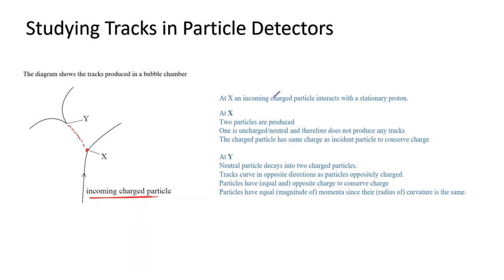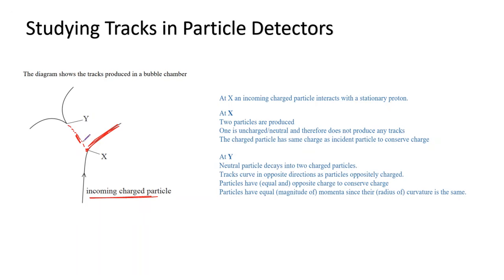So at x, an incoming charged particle interacts with a stationary proton. Okay. Two particles are produced. One is this one, the other one is this one. One is uncharged and therefore does not produce the track. I'm talking about this one. The charged particle has the same charge as the incident particle to conserve charge. We'll be discussing conservation laws shortly. So in any interaction, charge must be conserved. So this doesn't have a charge. So the incoming charged particle and the particle after x, this one, must have the same charge.